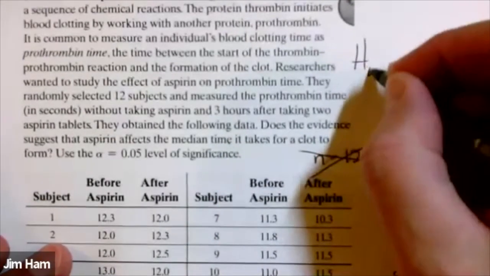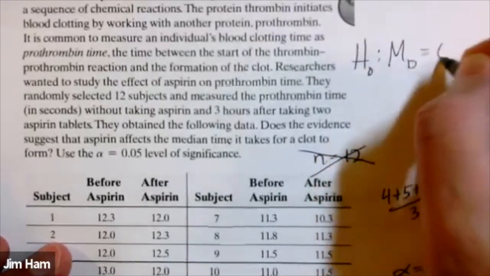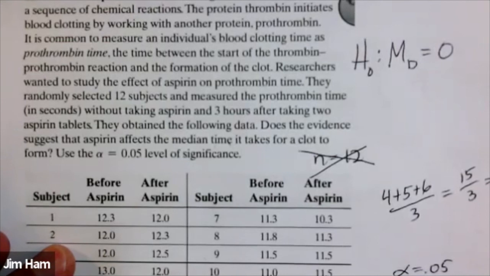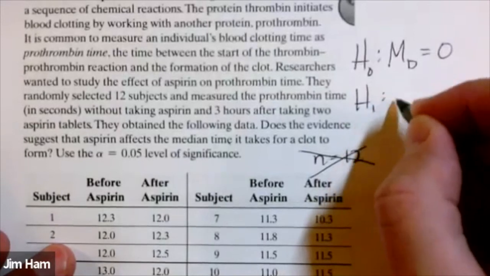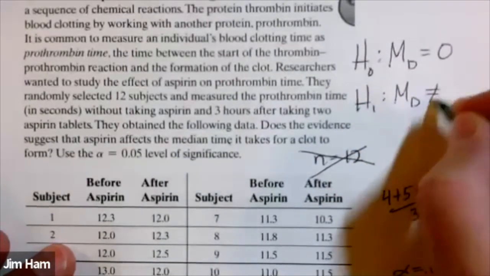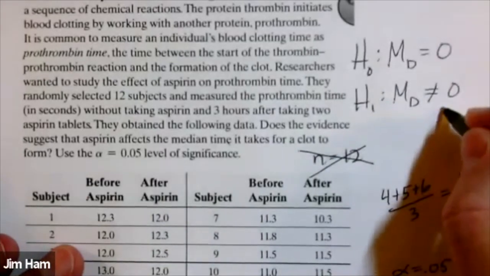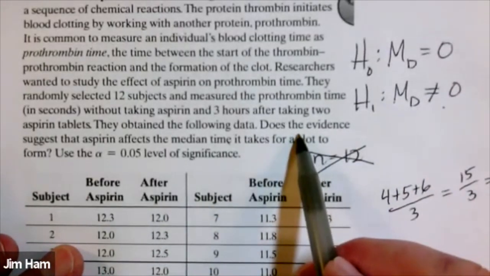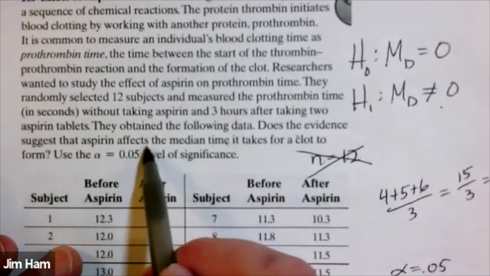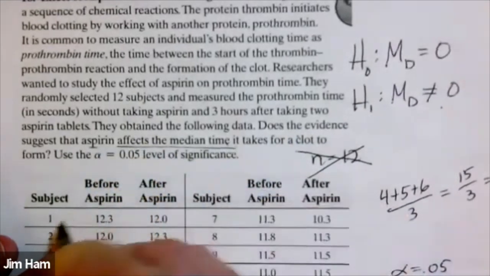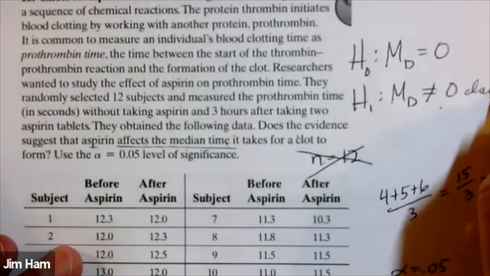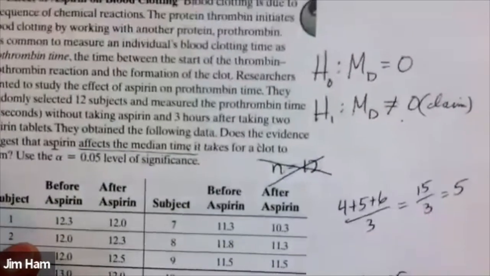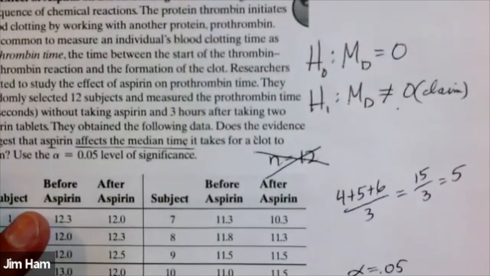So we'll start off with our null hypothesis. The way it always starts off: the median of the differences is 0. And then in this case, they didn't commit to being a faster time or a smaller time, but they did say it does affect in some way. And so our alternative hypothesis would be the claim. And this would be the median of the differences between the clotting time with and without having taken aspirin.